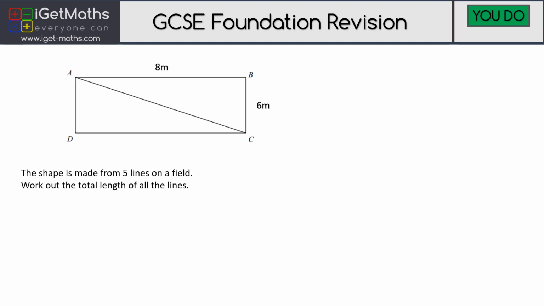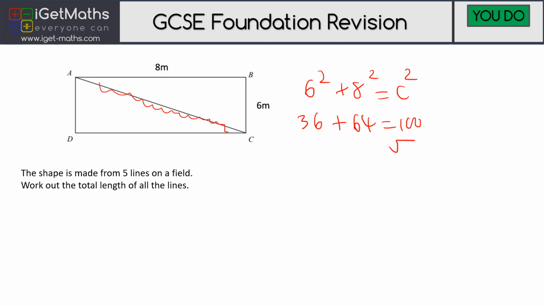Pause the video and have a go at your question. Okay, so your question says the shape is made from 5 lines on a field. Work out the total length of all the lines. So you've got 8 and 6. Again, this is a Pythagoras question, which you're going to try to work out this long diagonal. So quite simply, you're just going to do 6 squared plus 8 squared equals the C squared. 6 squared is 36 plus 8 squared, which is 64. That gives you 100. Square root the 100, and that gives you 10.